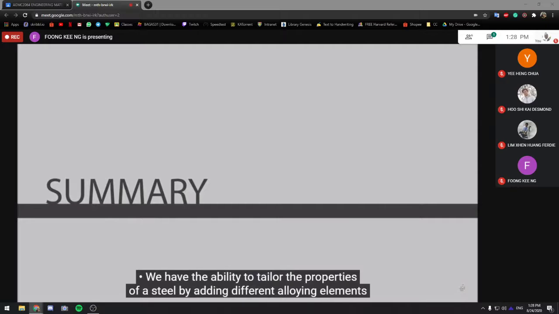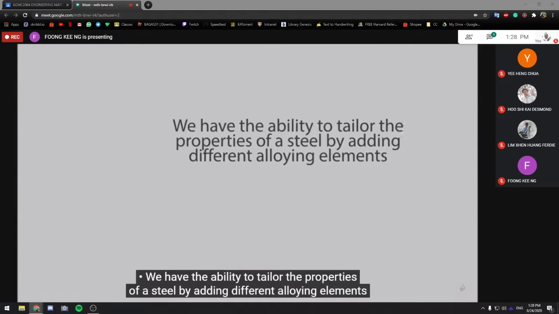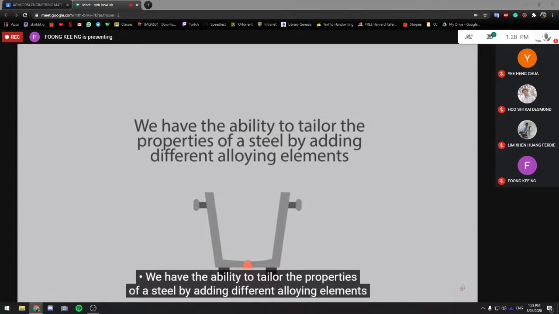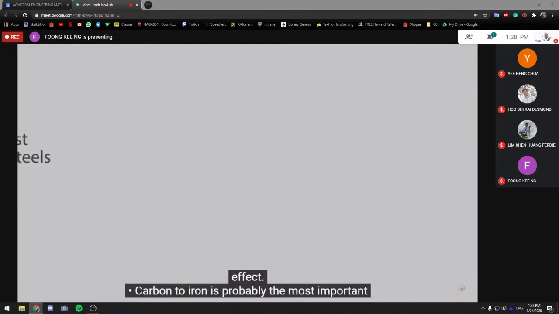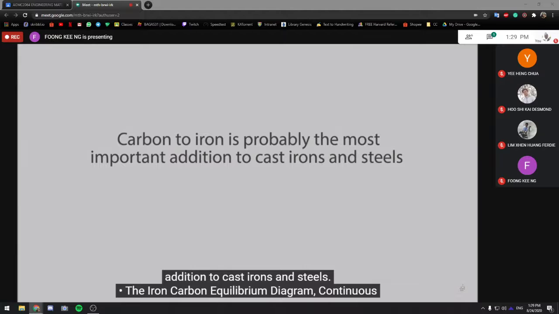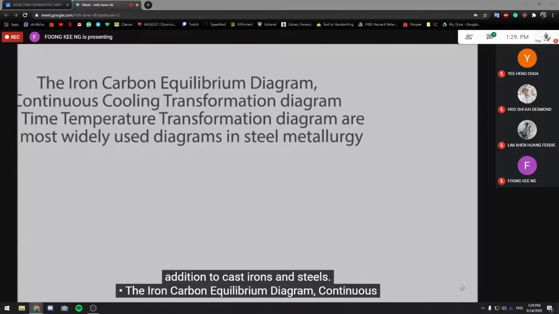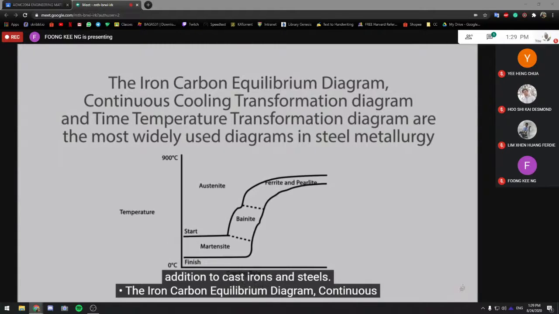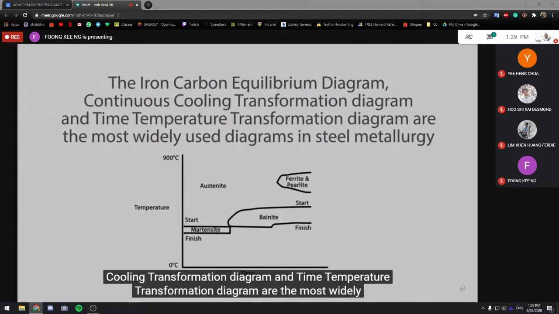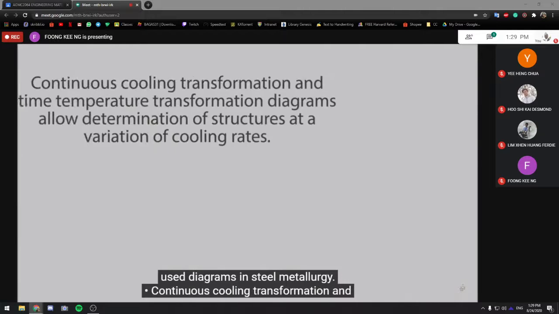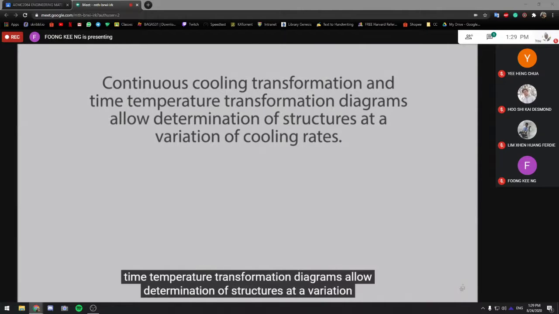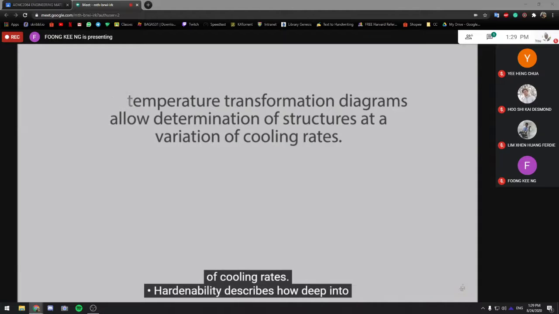So, in summary, we have the ability to tailor the properties of a steel by adding different alloying elements. Alloying elements do not always work in isolation, sometimes they cause a multiplication effect. Carbon to iron is probably the most important addition to cast irons and steels. The iron-carbon equilibrium diagram, continuous cooling transformation diagram, and time temperature transformation diagram are the most widely used diagrams in steel metallurgy. Continuous cooling transformation and time temperature transformation diagrams allow determination of structures at a variation of cooling rates.